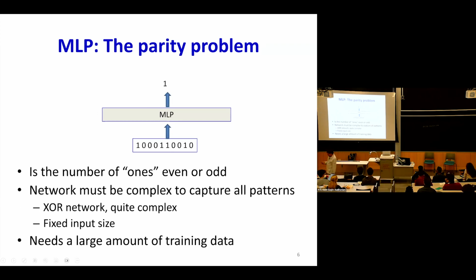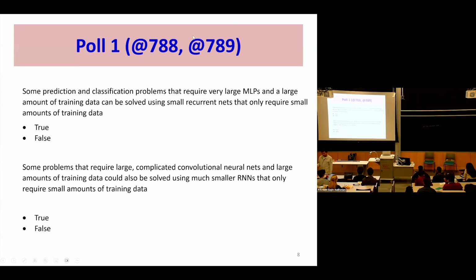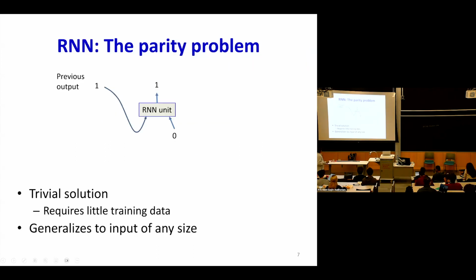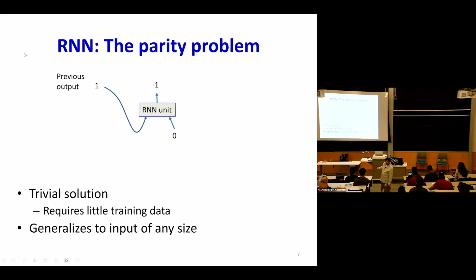Now, the same thing, if done with a recurrent network, is going to look like this. It's just going to be taking the previous bit and the current bit. If both of them are the same, it outputs a 0, otherwise it outputs a 1. And that's, I think, 3 neurons. It's 2 inputs and a single output.